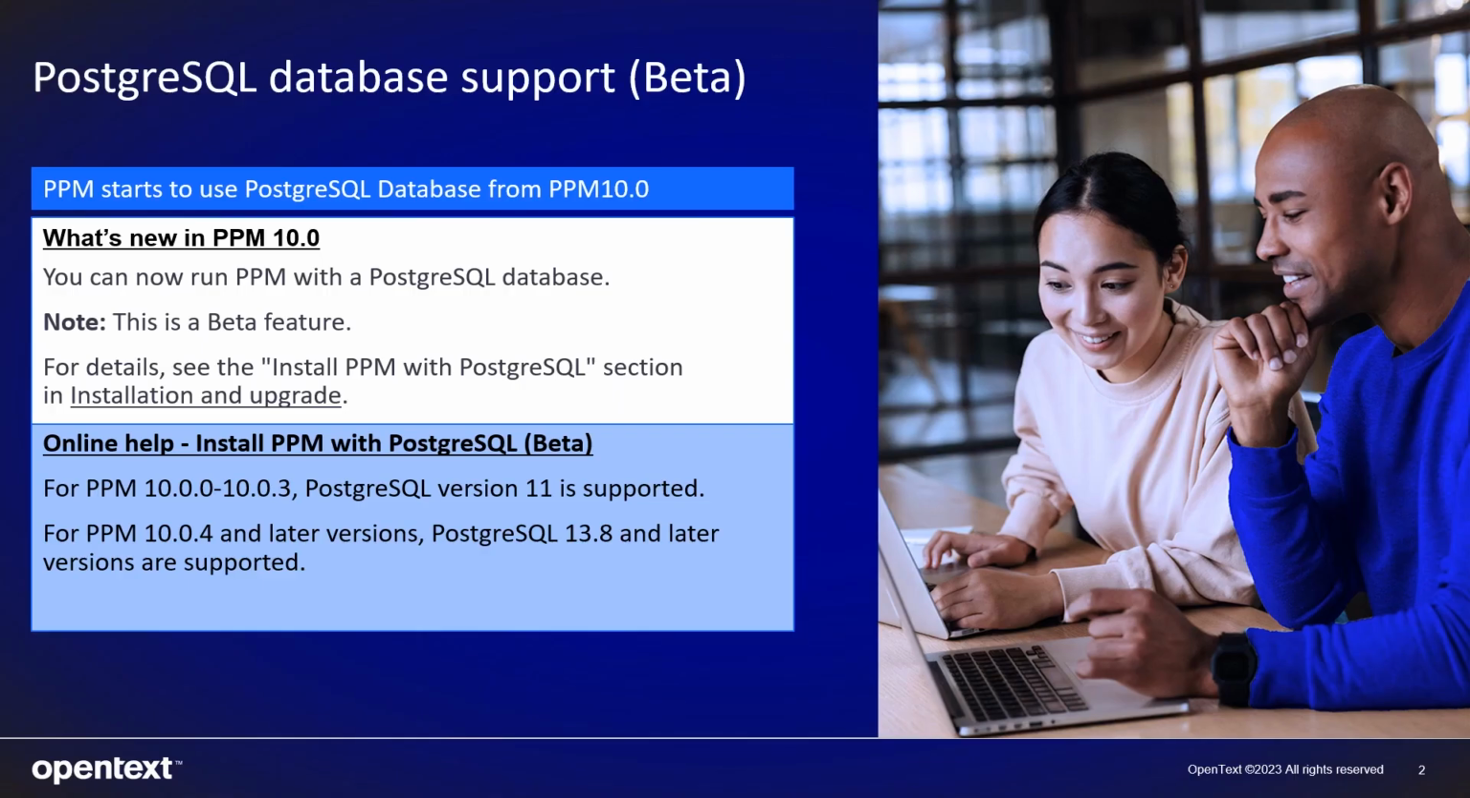PostgreSQL with PPM was first introduced since PPM 10, but please note that it is still a beta feature. PostgreSQL version 11 can be used with PPM 10.0.0 to 10.0.3, and PostgreSQL 13.8 or later can be used for PPM version newer than 10.0.3. You may find more detailed information in our online help.